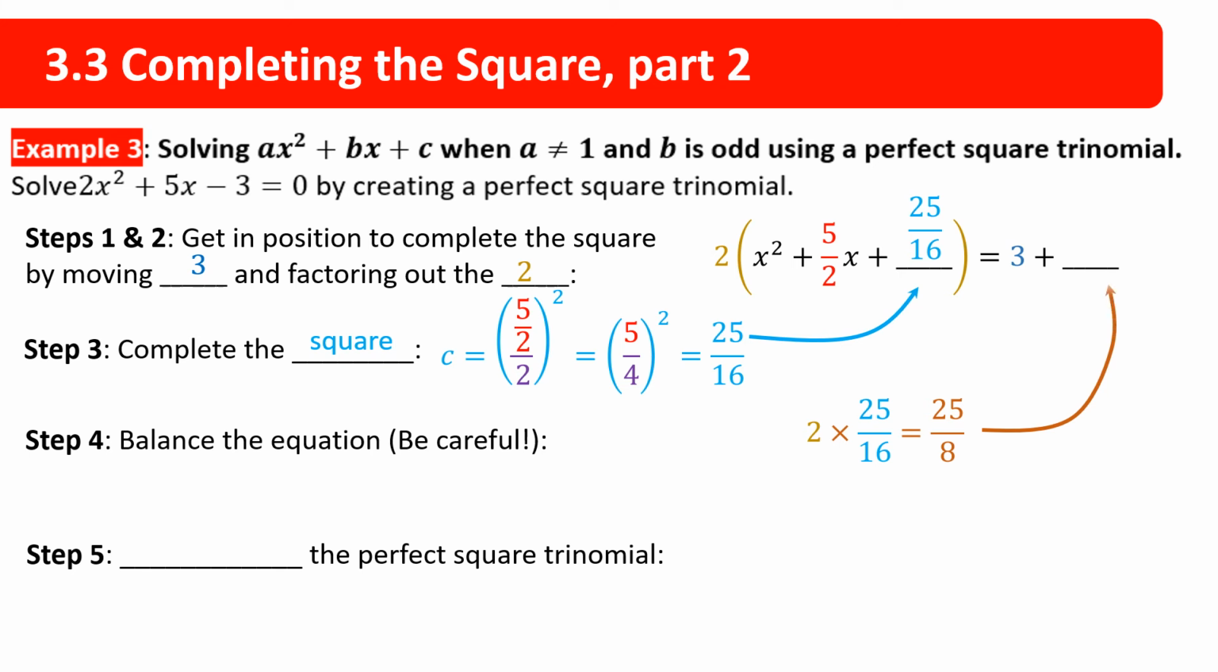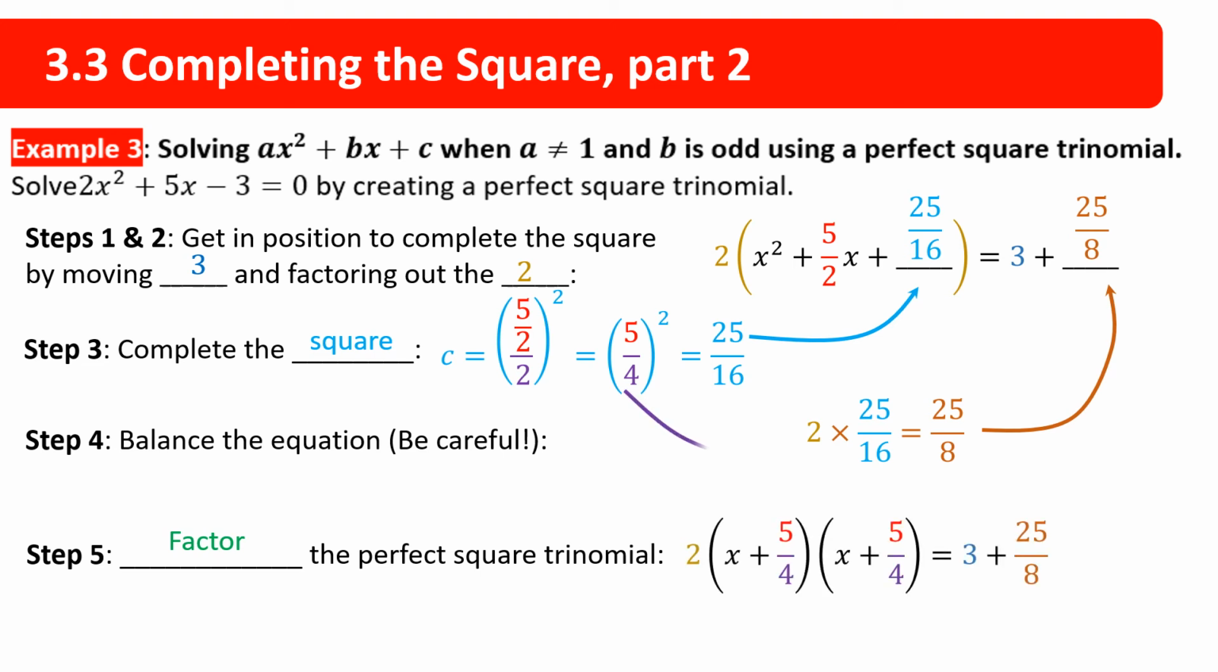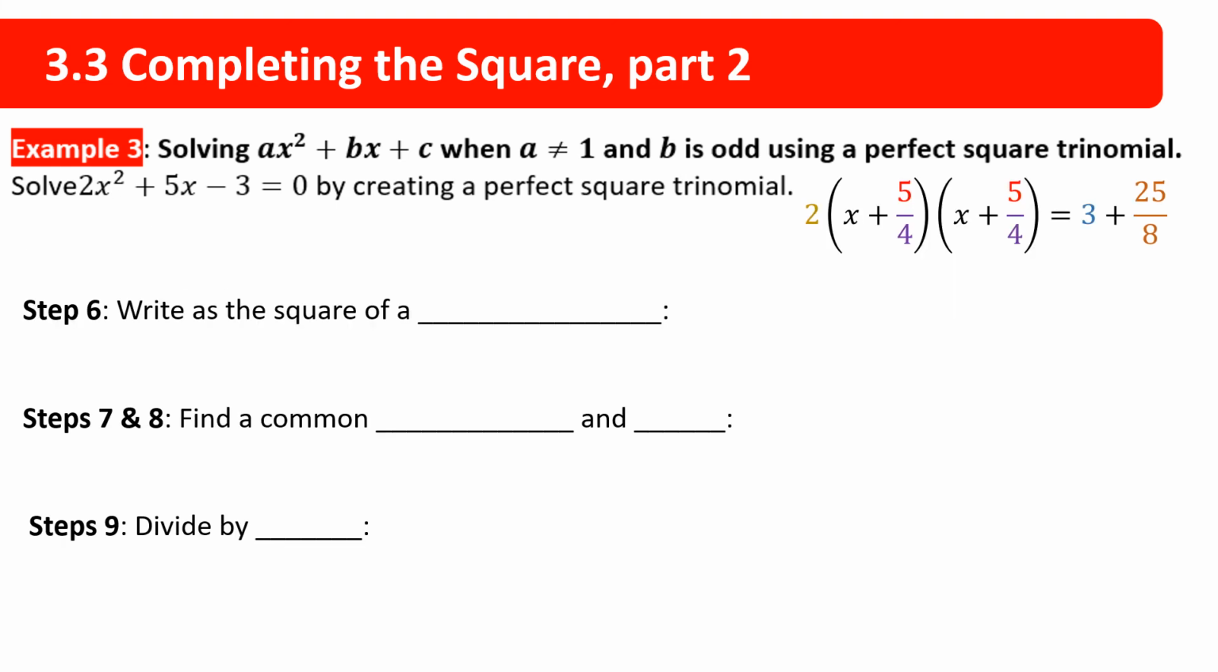And so the value that actually goes in on the right is going to be 25/8. 25/16 times 2 reduces to 25/8. So now we're in a position to factor that perfect square trinomial, and that should leave us with x plus 5/4 twice. Everything else for the moment can remain the same. Now with this equation in step 6, we're ready to write this as the square of a binomial. That would be 2 times x plus 5/4 squared, and the right hand side still remains the same for the moment.